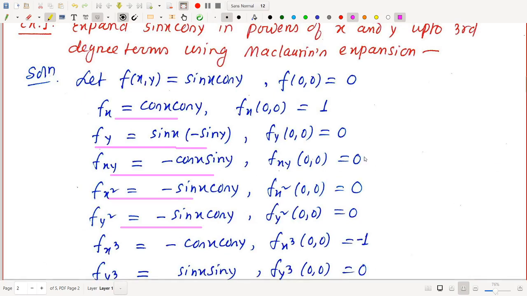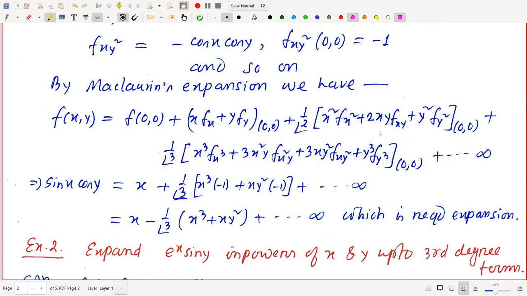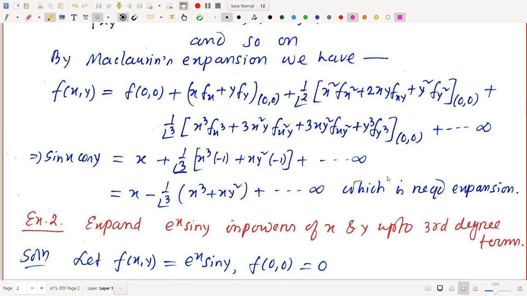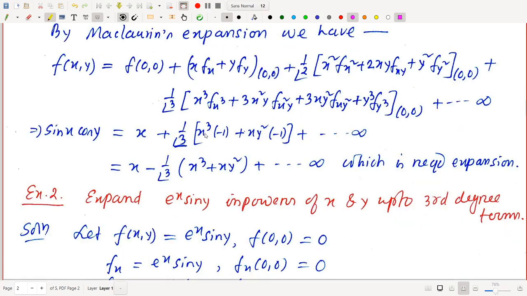Second order partial derivatives are all 0, so there will be no second degree terms. In third degree terms also, two third order partial derivatives are 0, and f x cube and f x y square, that is minus 1, so two terms will be there with minus 1. And there is a 3 perhaps missed, what is that, this 3 in 3x square, minus 1, f x y square suffix is minus 1. So this 3 is missed, 3 is given here now, and these two terms are 0, not written.